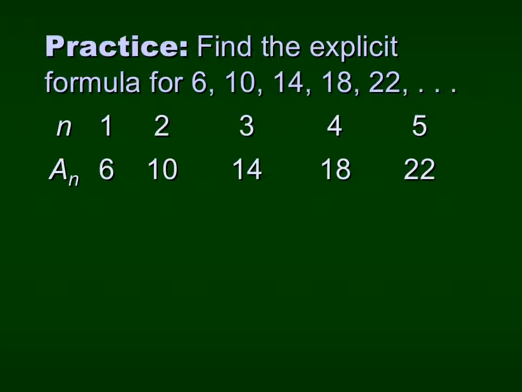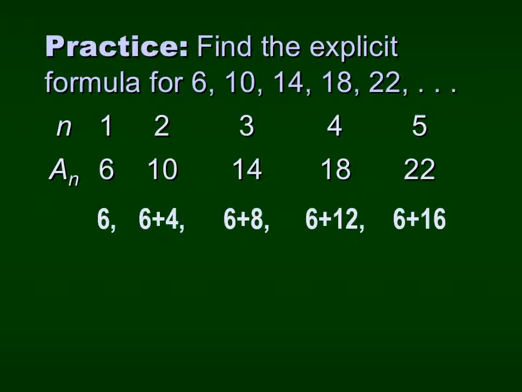Let's try one that's a little bit harder. We have 6, 10, 14, 18, and 22. When n is 1, we have 6. When n is 2, we have 10. When n is 3, we have 14. When n is 4, we have 18. And when n is 5, we have 22. Now, to get from 6 to 10, you add 4. And then to get 14, it's 6 plus 8. To get 18, it's 6 plus 12. And then 22 is 6 plus 16.